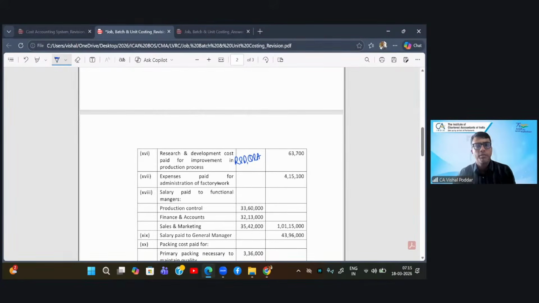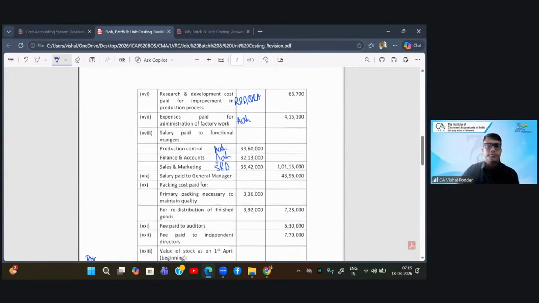Then administrative work, expenses paid for administration of factory work. This is administration overheads. Salary paid to functional managers for production control, administration overheads, selling and distribution overheads. Salary paid to general administration, overheads.